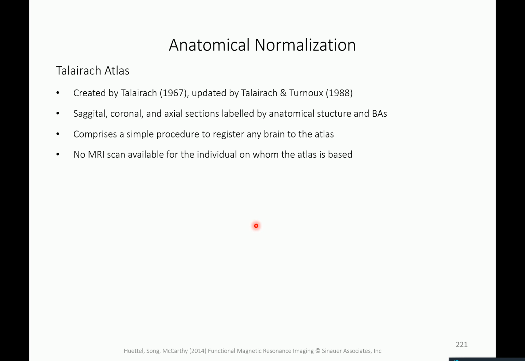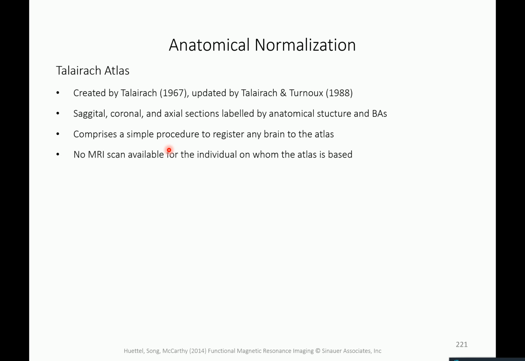Now the problem is this is based on a single participant. And this single participant, of course, might have a different brain shape than people that you are currently investigating. Now, if you then want to figure out a label for a brain area in the participant that you're currently investigating, you somehow need to map your participant's brain to the brain that was used in this Talairach atlas. And for this, Talairach proposed a simple procedure to register any brain to the atlas.